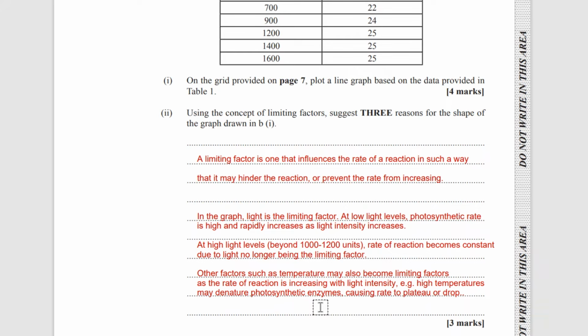So I'll say examples like if you have very high temperatures, well, you need enzymes to carry out photosynthesis, like Rubisco, for example. That's an enzyme. And if that begins to denature and the protein actually begins to warp and lose its structure, it also loses its function. So that would cause the rate to plateau or even drop.